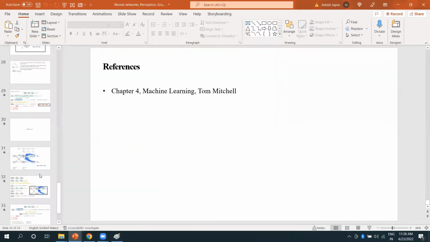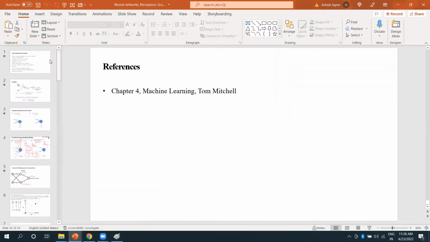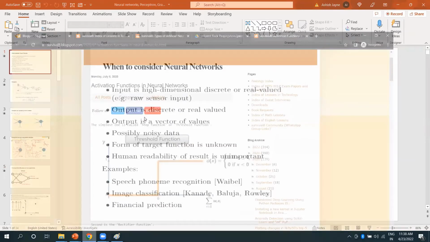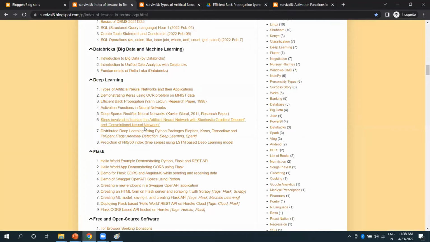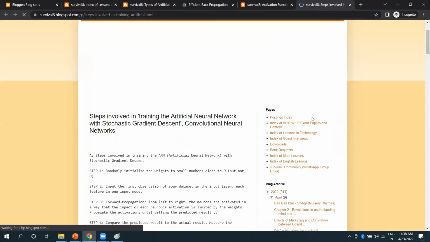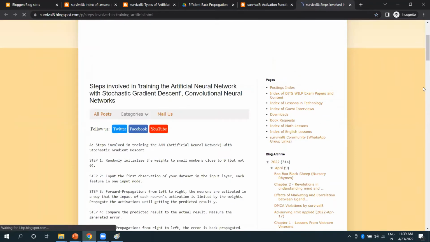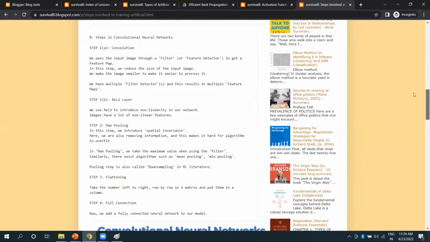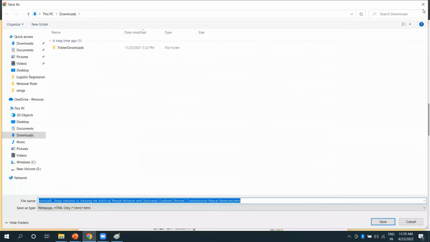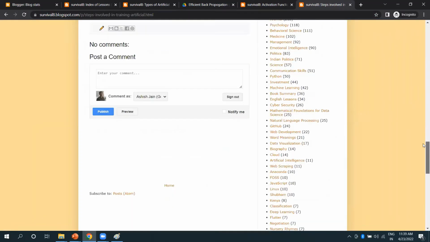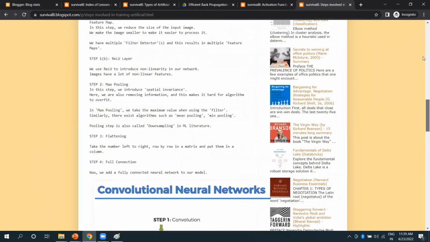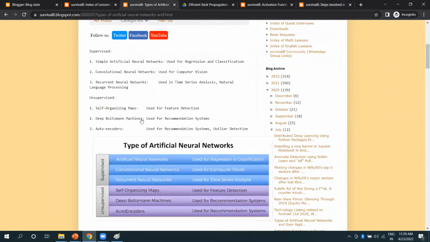Now, if I open these slides, one second, let me see if there is anything else left. So this is about convolutional neural networks. You don't need to get into that.